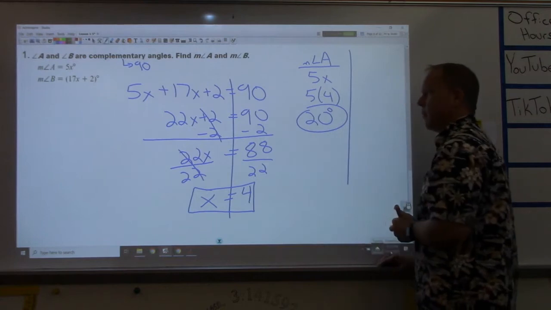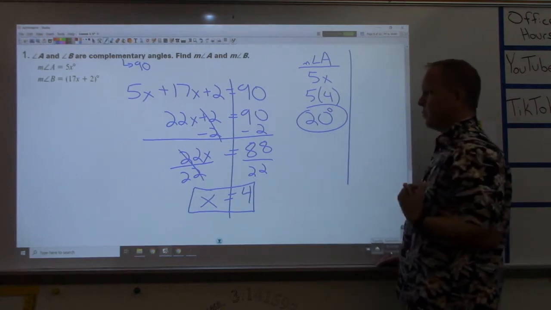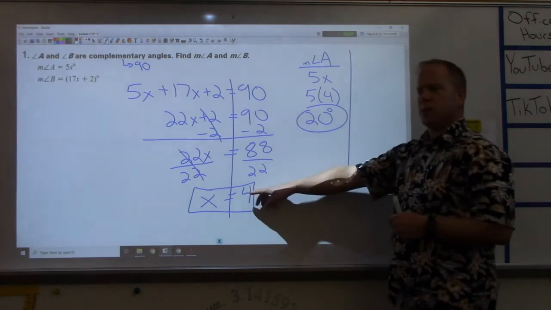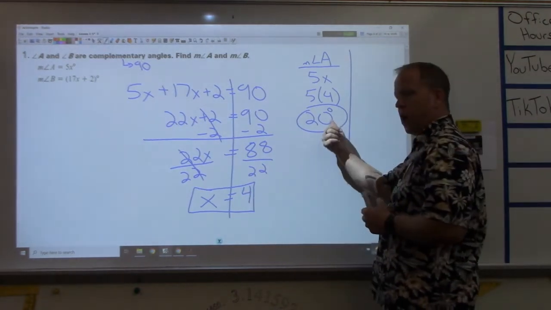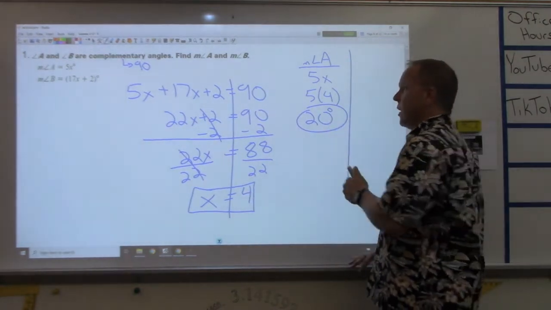Angle B. Now, you're thinking, Mr. Briner, if I got angle A, why don't I just subtract that from 90? I got my angle B. Because what if this is wrong? Now this is wrong. Now your angle B is wrong. So let's do angle B separately.